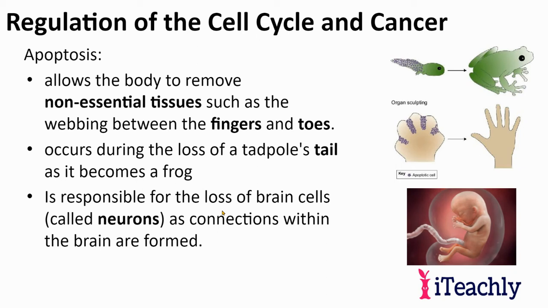So apoptosis allows the body to remove non-essential tissues, such as the webbing between fingers and toes. Also occurs during the loss of a tadpole's tail as it becomes a frog. So that's this right here, right? And here's why we don't have webbed fingers or feet or toes. And it is responsible for the loss of brain cells called neurons as connections within the brain are formed. So apoptosis is actually important.